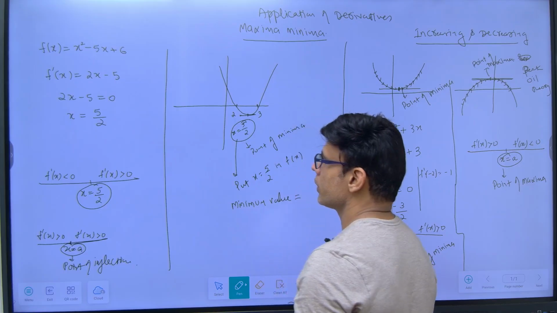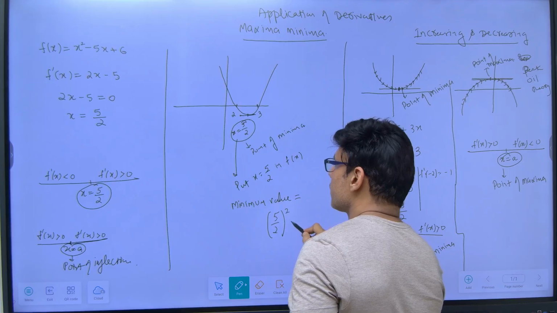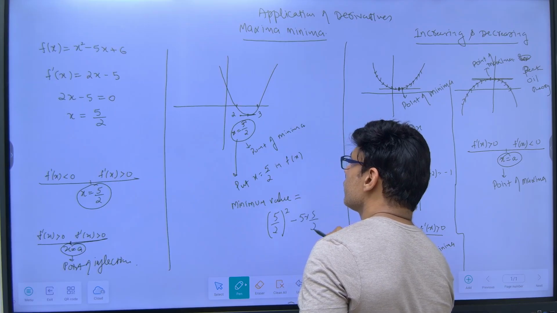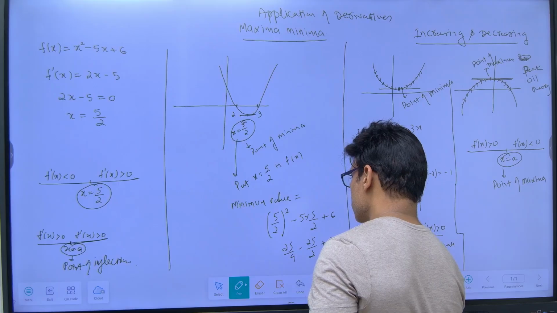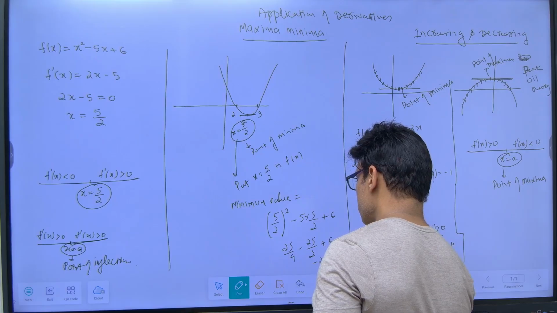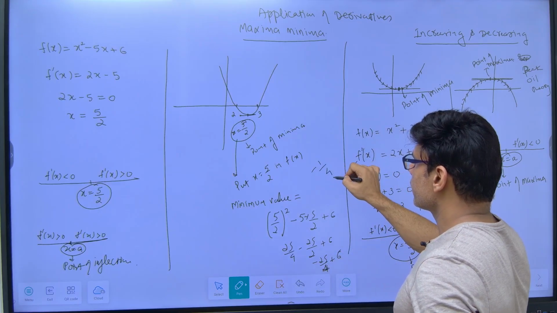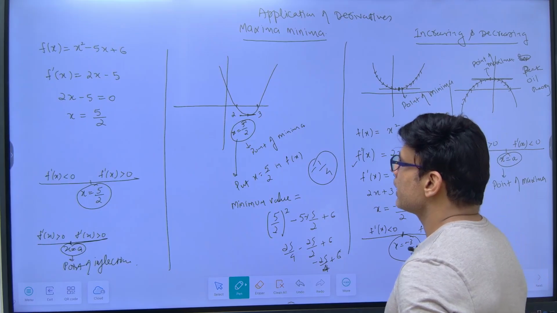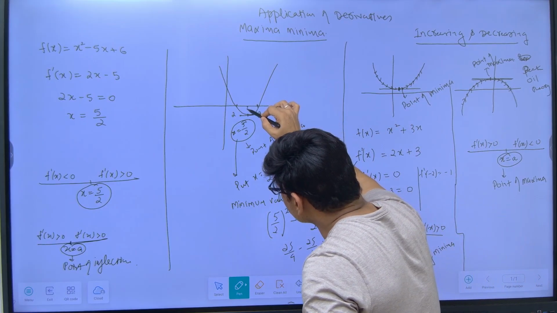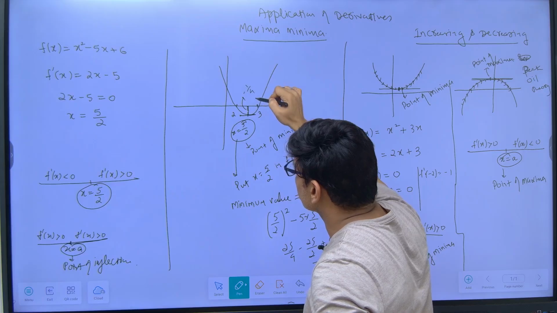To find minimum value, you have to substitute that. 5 by 2 the whole square minus 5 into 5 by 2 plus 6 is 25 by 4 minus 25 by 2 plus 6. 25 by 4 minus 25 by 2 is minus 25 by 4, plus 6. It is minus 1 by 4. 24 minus 25. So that is the value of y. That means this depth is minus 1 by 4.